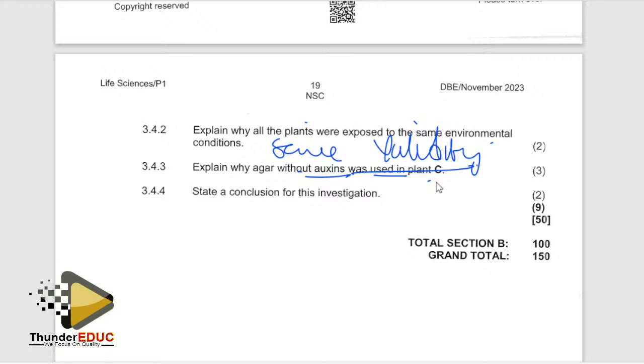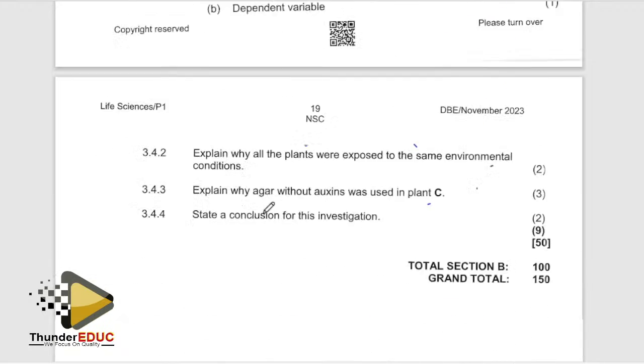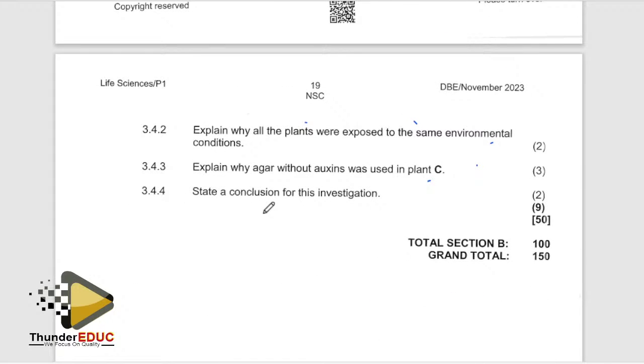Explain why agar without auxin is used in C. Yes. So we go to the next question. Explain why the plants were exposed to the same environment. So we have done that. And then lastly, they are saying state the conclusion for this investigation.